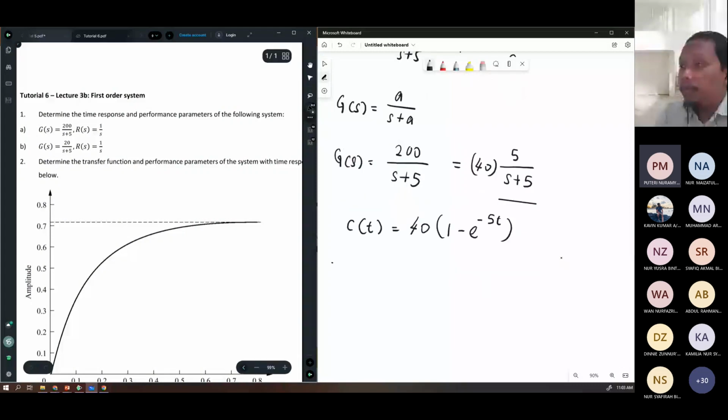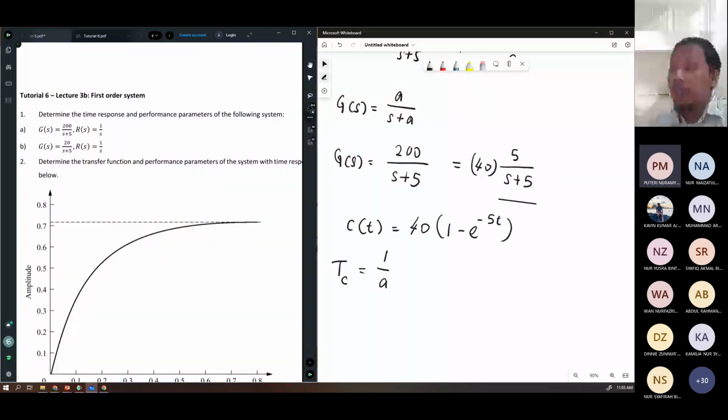Now we need to find the time constant Tc. So Tc is just 1 over A. If you look at Tc, it is 1 over A if you have this transfer function. But what happens if you have 40 times the original transfer function? It will only affect the steady state value, but it doesn't affect the time constant or the time parameters. So the Tc will remain 1 over A.